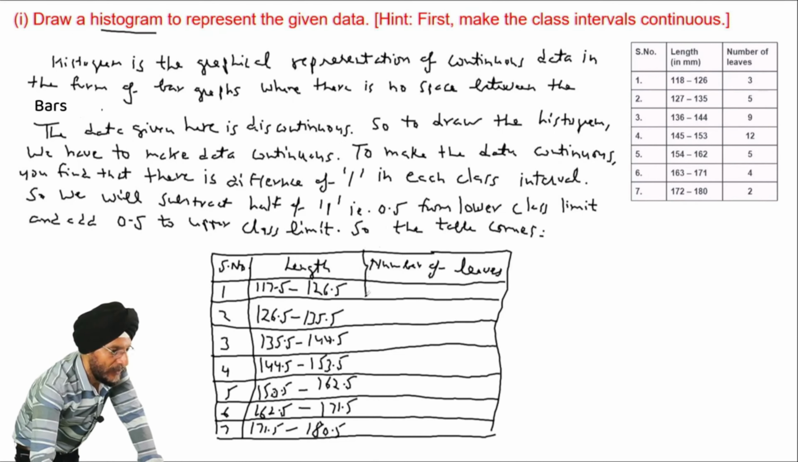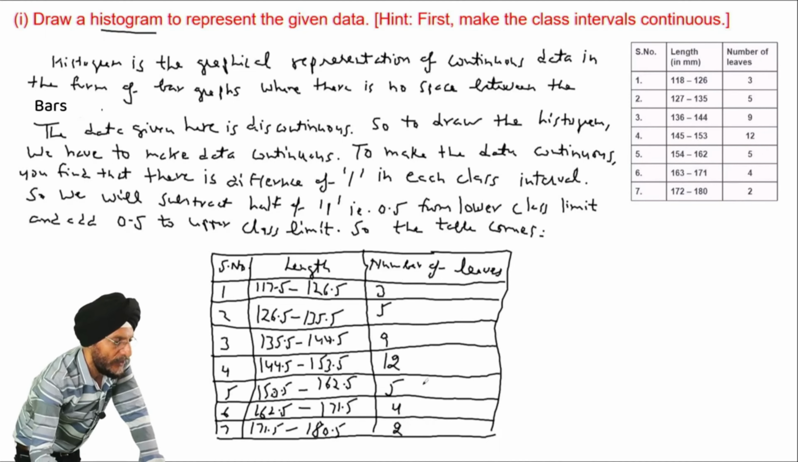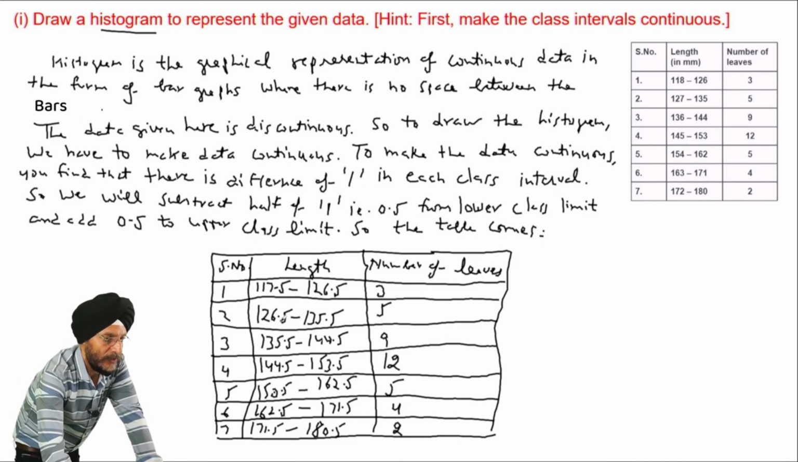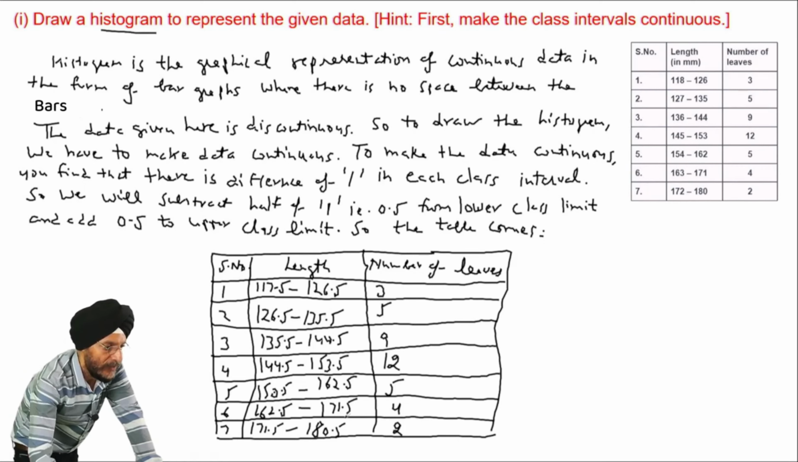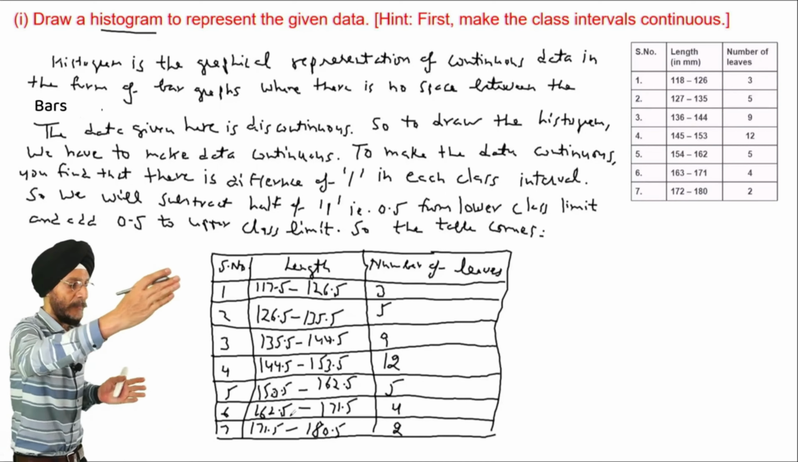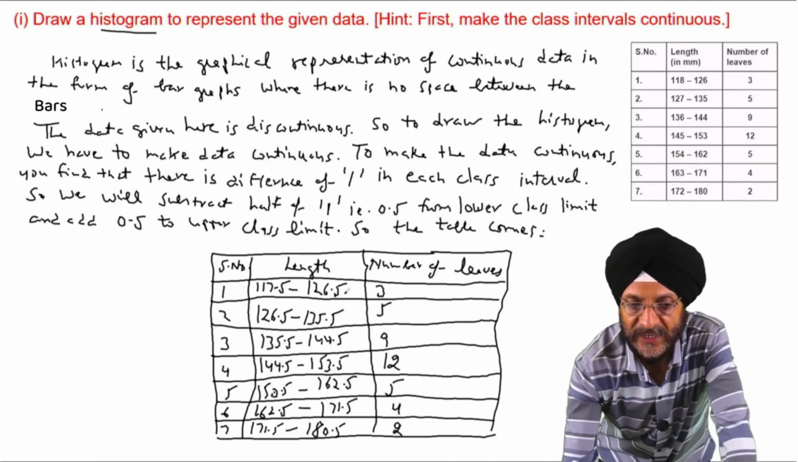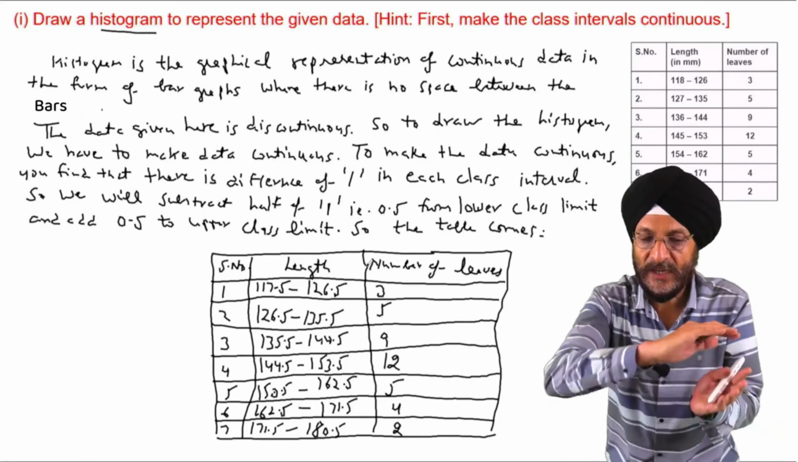So the number of leaves remain the same: 3, 5, 9, 12, 5, 4, 2. So here you can see from the table which has been formed that the data has become continuous: 126.5, 135.5, 171.5. There is no gap between any class intervals. So the class intervals have become continuous.